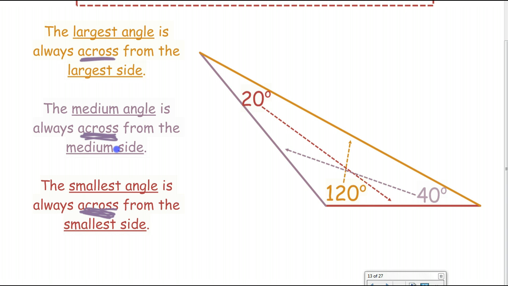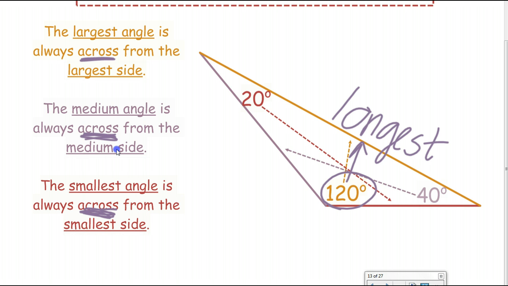So in my picture, which side is the largest? Color, give me a color. Orange. The longest side is the orange? This is the biggest number, so you look across from the biggest number. And that would be the longest side. What's the middlest side? That's not a word. Purple. Purple is my middlest side. Perfect. 40 is my middle number, so you go across from 40.